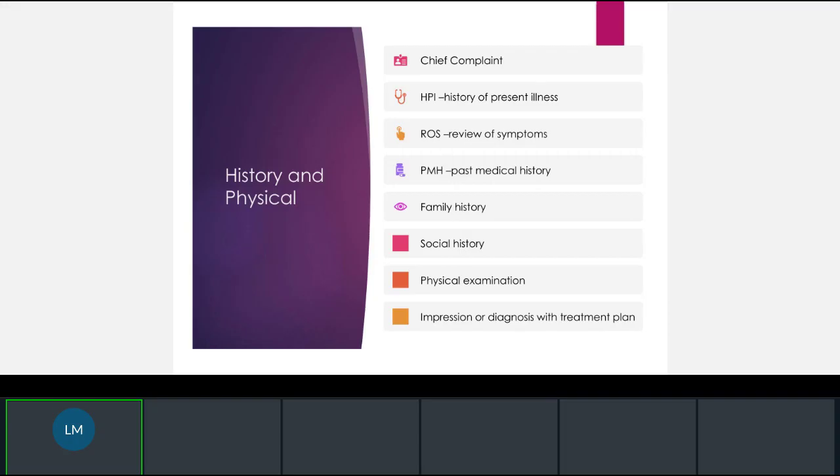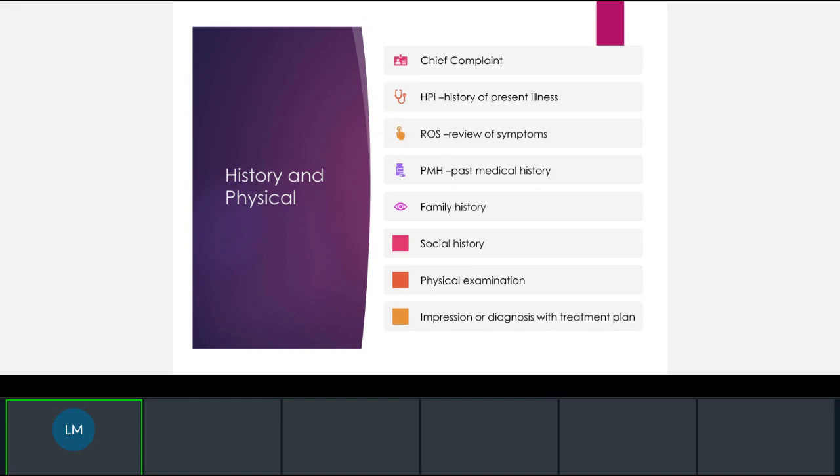I came to be seen because my stomach is killing me and I've been throwing up for 3 days. That would be a chief complaint. I fell down and I can't move my arm. That's their chief complaint. And they reference that with an abbreviation of CC.